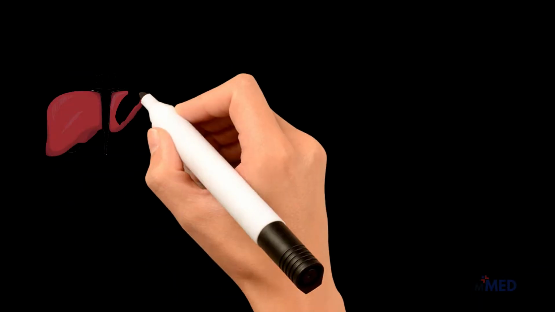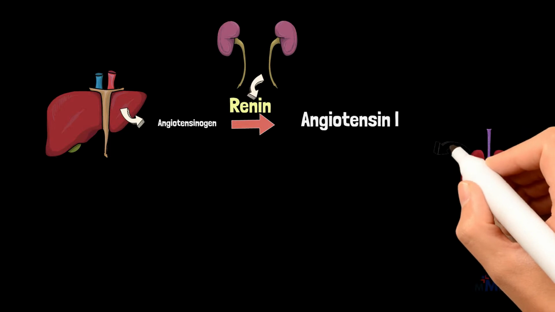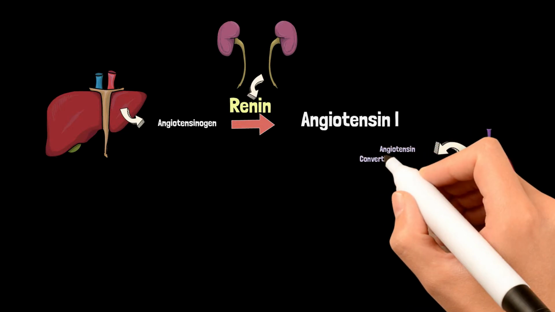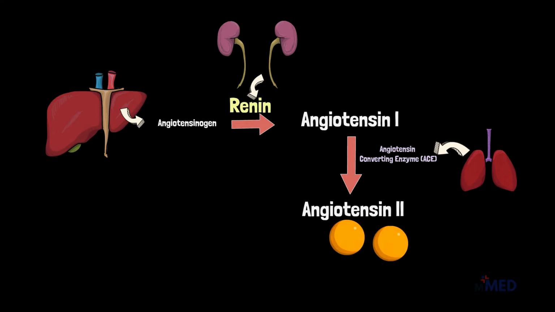Stage number 2. Production of angiotensin II. Angiotensinogen is a protein produced in the liver and cleaved by renin to form angiotensin I. Angiotensin I is then converted to angiotensin II by angiotensin converting enzyme or ACE. This conversion occurs mainly in the lungs where ACE is produced by vascular endothelial cells.